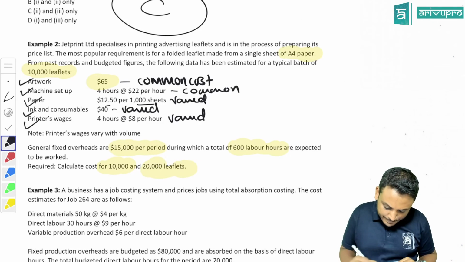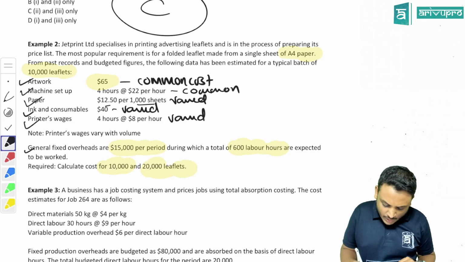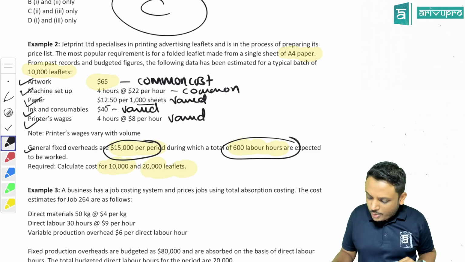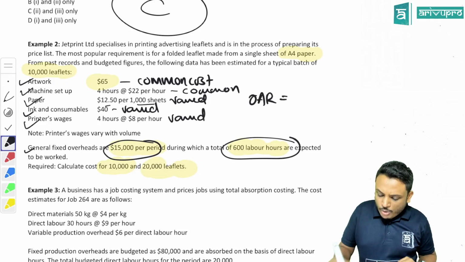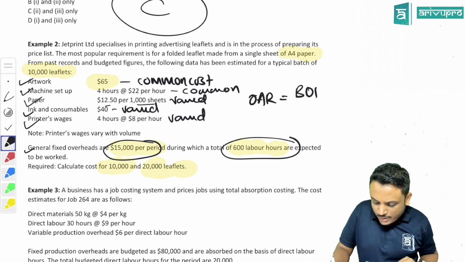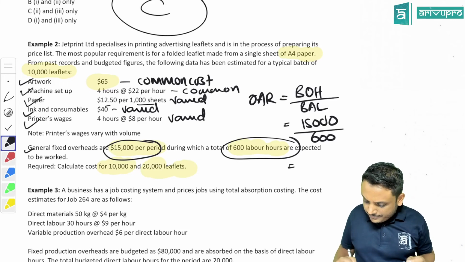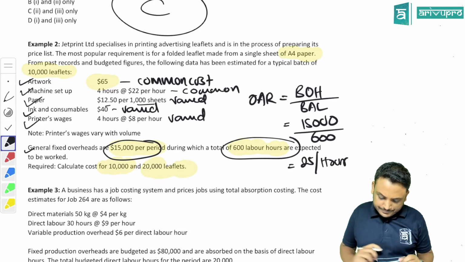After that, general fixed production overhead 15,000, labor hours 600. So we need to find out what? OAR. Because they didn't give OAR. Overhead absorption rate. Budgeted overhead divided by budgeted activity level. Budgeted overhead how much? 15,000. Budgeted activity level how much? 600. Get the value? 25 per hour.